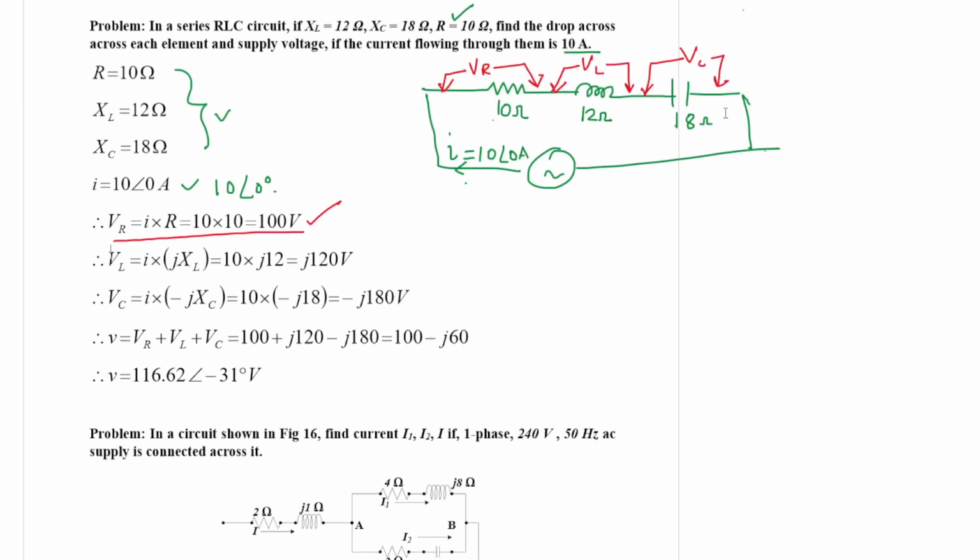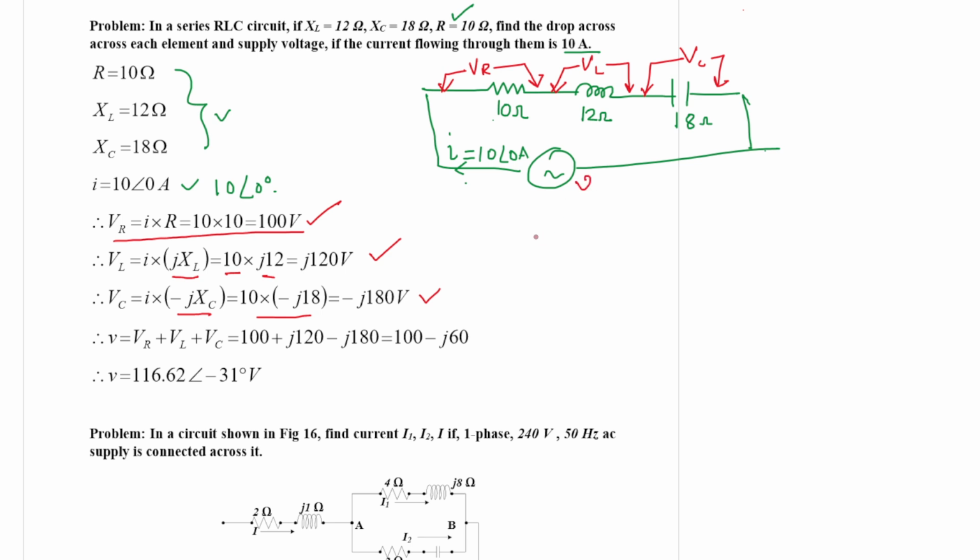Now VL is I into JXL. So inductive reactance is JXL. J is the operator. When multiplied, it will give a rotation of 90 degree anti-clockwise direction. So VL is that current into reactance J12, so it will be J120 volt. And similarly VC, that is 10 into 18 ohm, that is JXC with a minus sign, minus JXC, so it will be minus J120 volt.